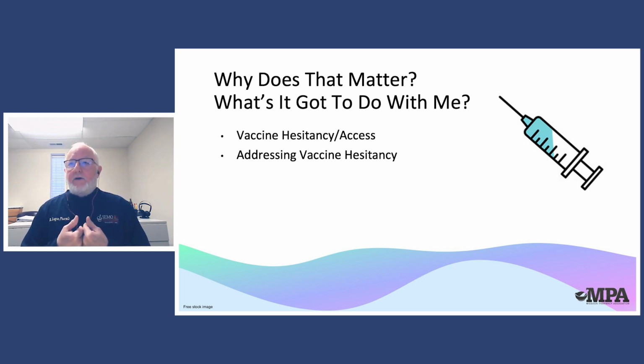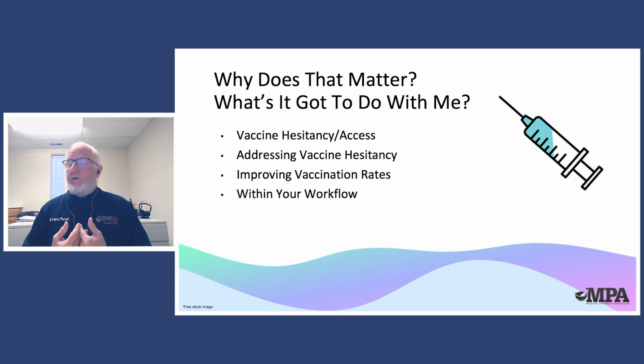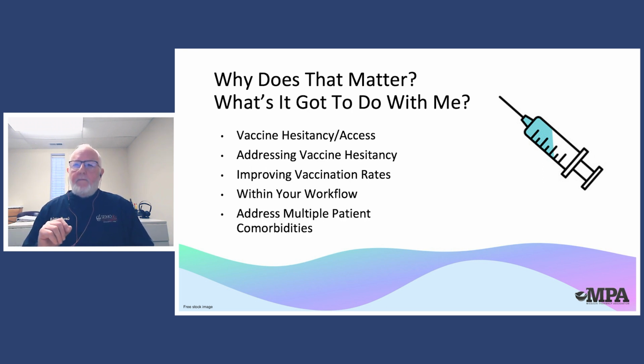Let's begin by addressing vaccine hesitancy and access. We're going to talk a little bit about that in just a minute. We're going to do it so that we can improve vaccination rates. But in order to do it, we're going to have to do this within your workflow. It has to be able to be performed in the pharmacy. And doing that, we're going to talk a little bit about how we can address multiple patient comorbidities along with vaccination rates and really affect our patients' overall health care in a positive way.